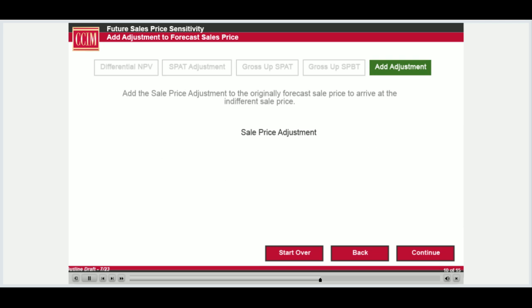Step 5. Our final step is to add the sales price adjustment calculated in step 4 to the originally forecast sale price to arrive at the indifferent sale price. At the end of this process, we now know how much the property must sell for to make our choice of owning or leasing indifferent.